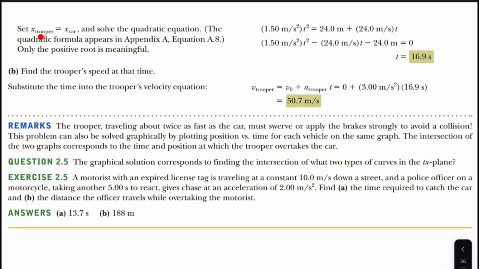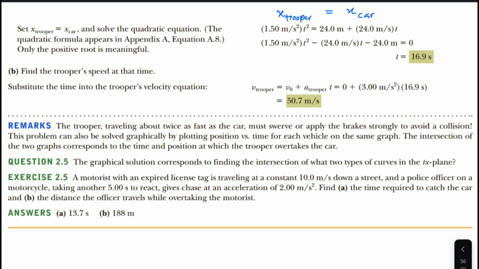Next step, we are going to set the final position of the trooper equivalent to the final position of the car. That is the concept for the trooper to overtake, the minimum requirement for the trooper to overtake the car. So when we do this, we are going to have this equation. So this is X final for the trooper equivalent to X final for the car.